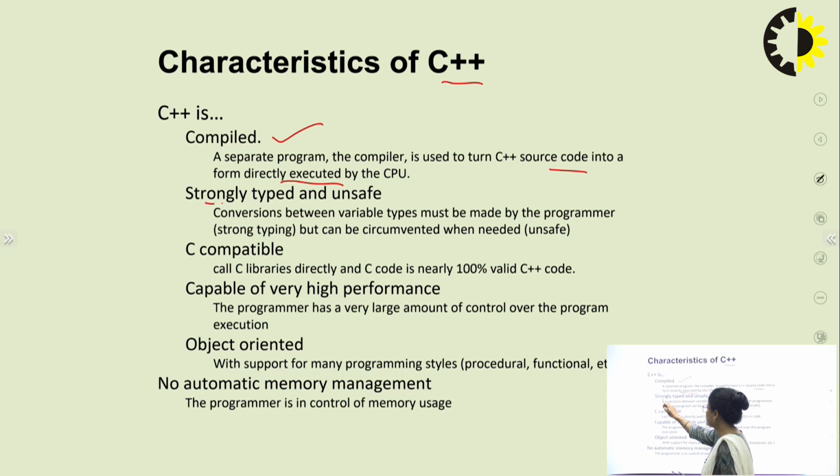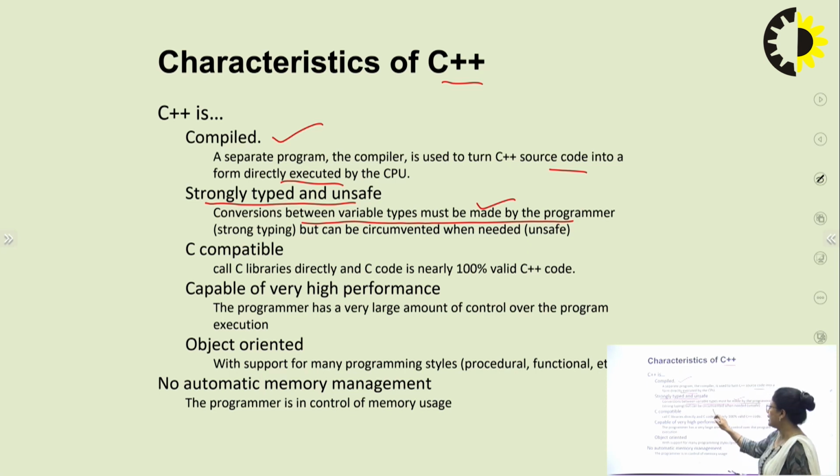C++ has a feature that it is strongly typed and it is unsafe. Strongly typed in the sense that if we are using any variables inside the programming language, we first have to declare those variables and only then we will be using those variables. So the conversion between variable types must be made by the programmers, and we can also make a way out. We can deviate from the rules, and hence we can say unsafe.